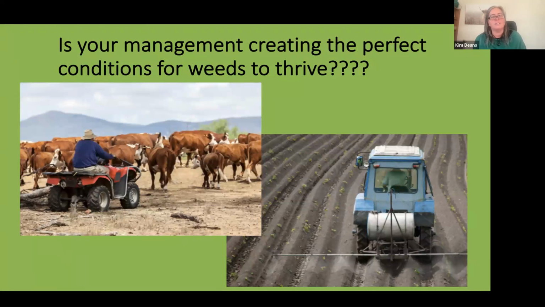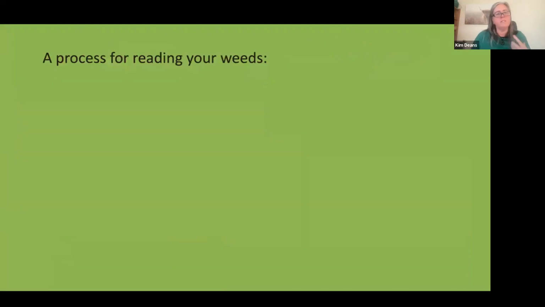And this is done with complete self-compassion, because we all do the best we can until we know better, and then we can do better. But if we're creating bare ground, we are going to have weeds. And then it's like those weeds are telling us about our soil health and what's going on and what that soil's needing. One of the things I wanted to leave you with today was a bit of a process for reading your weeds. This is something that I've used and I find it really helpful. It helps me to take a whole systems view.